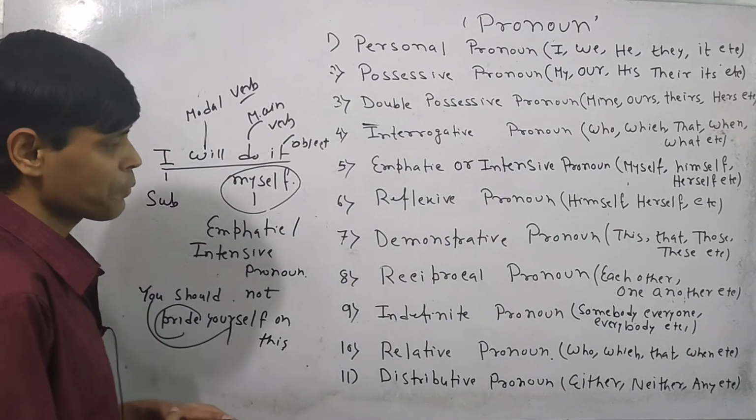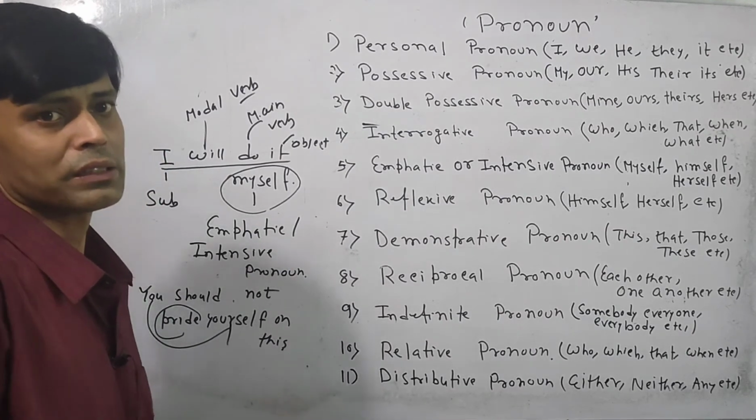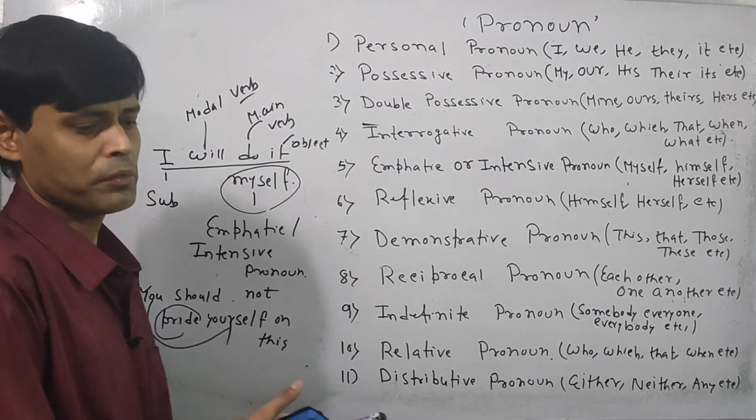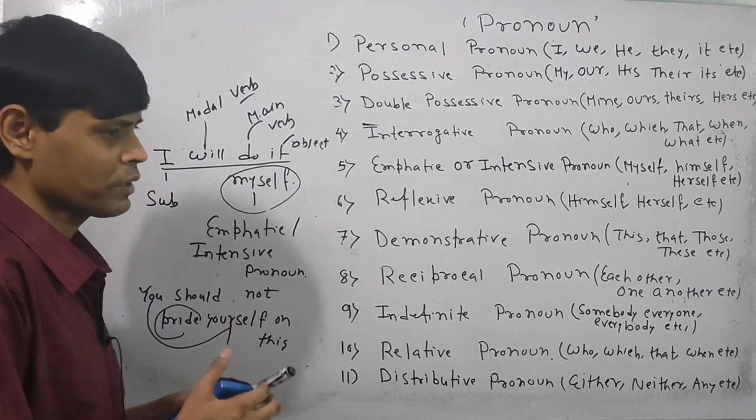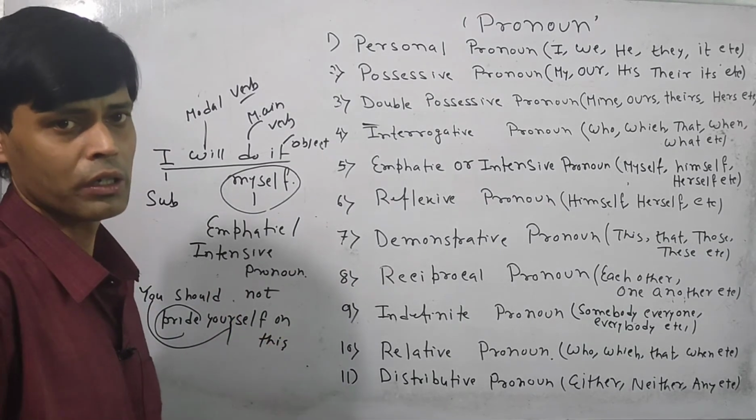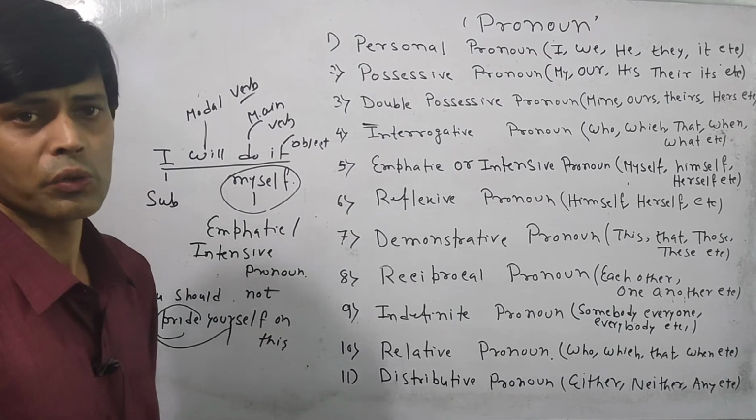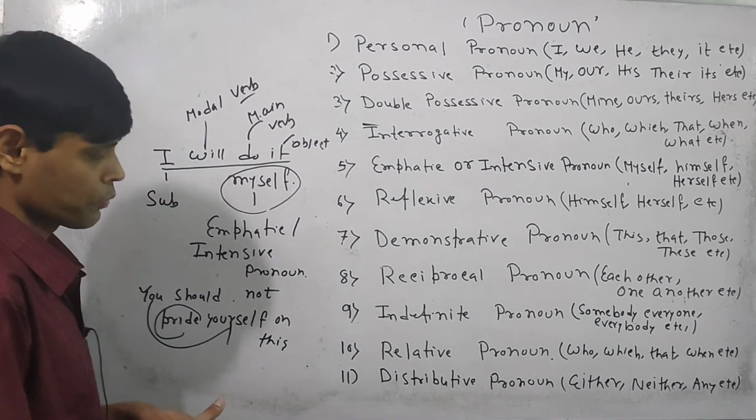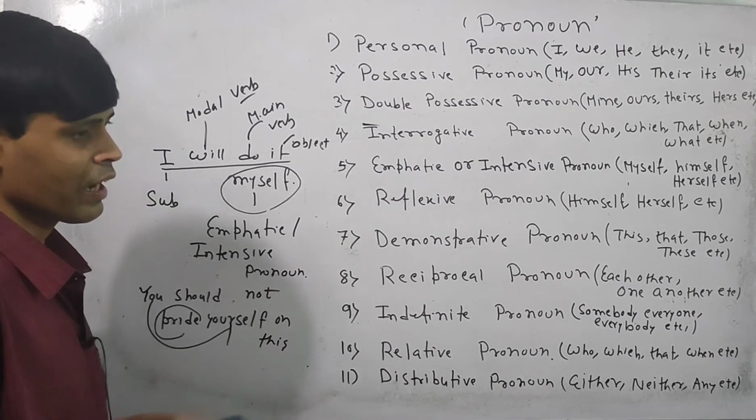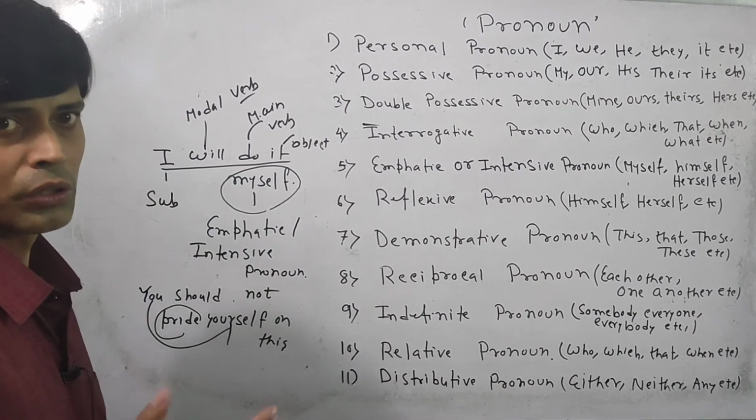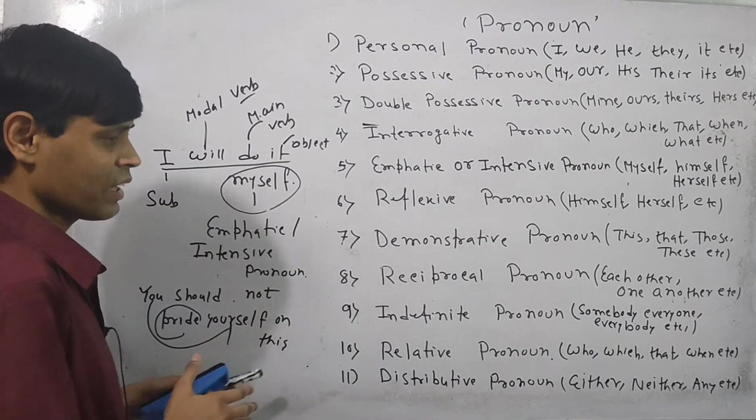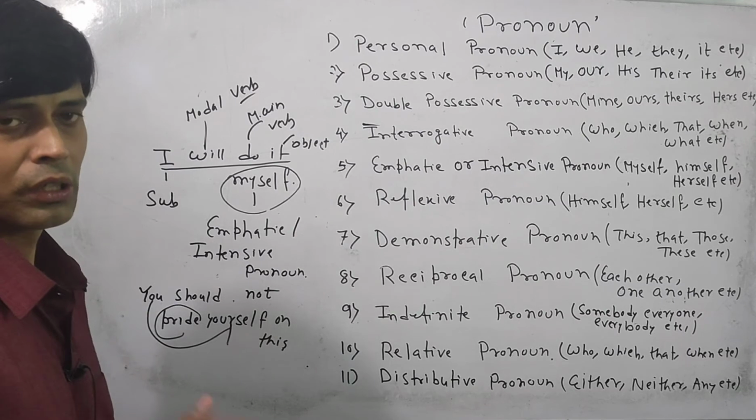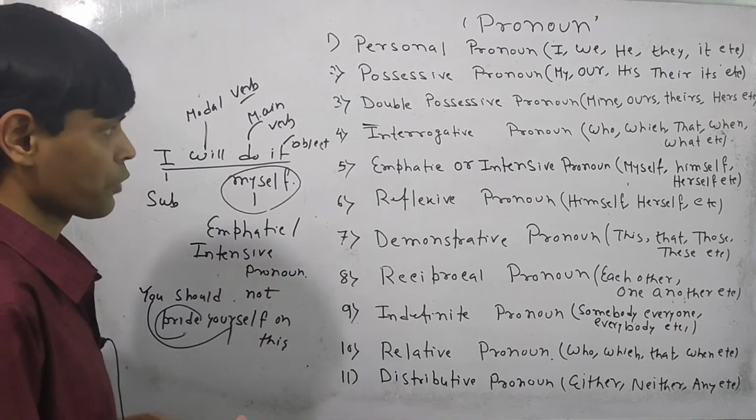Indefinite pronoun: someone has come. I don't know the person. Someone, somebody has come. Everybody can do it. I don't know, but still I am saying something holistically. Everybody, everyone. None can do it. Nobody can go there. So it is all about indefinite pronoun. Distributive pronoun: either he or she will go there. Neither I nor he will have the chance. It is all about distributive pronouns.